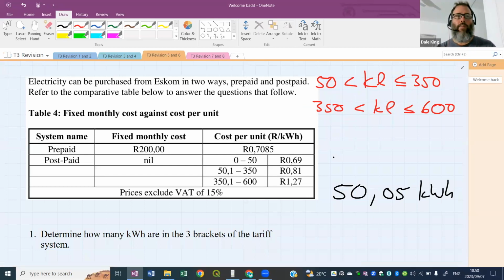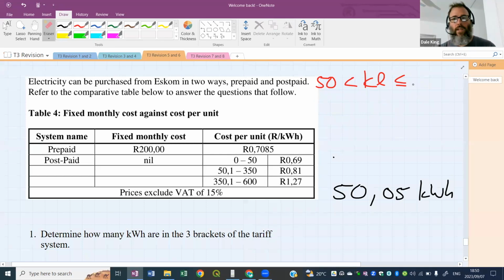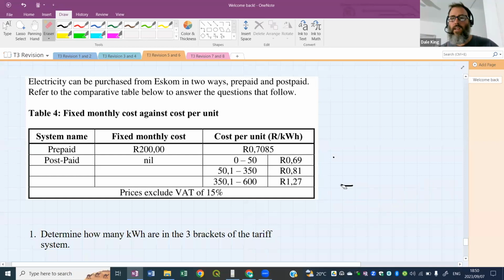But because this is math literacy, we want to show you inequality signs. I've seen them before in an exam. I've seen tariff tables with these things before, but what they do is the little comma 1 trick. All it means is you move into the next bracket if you're above 50. So our 50,05 would mean we are in the second bracket. Now when I ask you how many kilowatt hours are in each bracket, please don't use the comma 1.